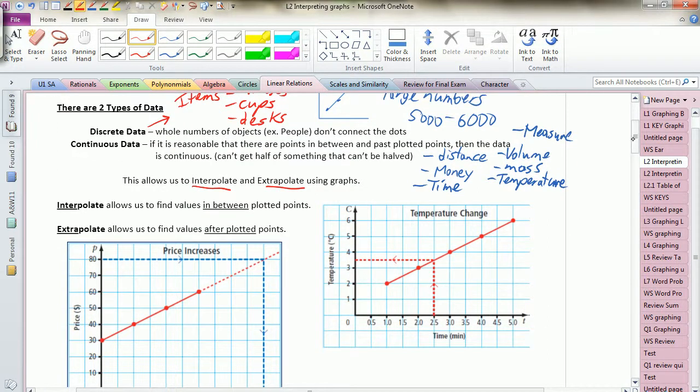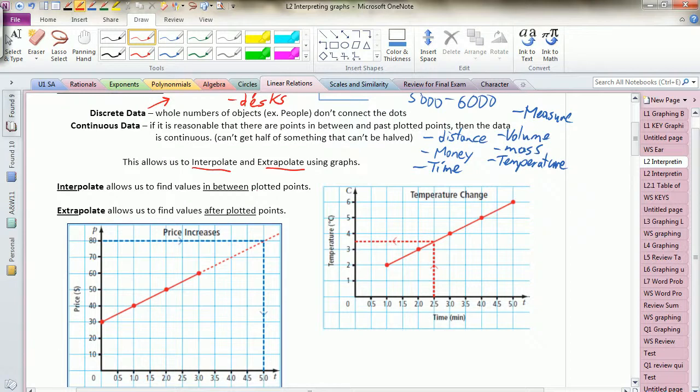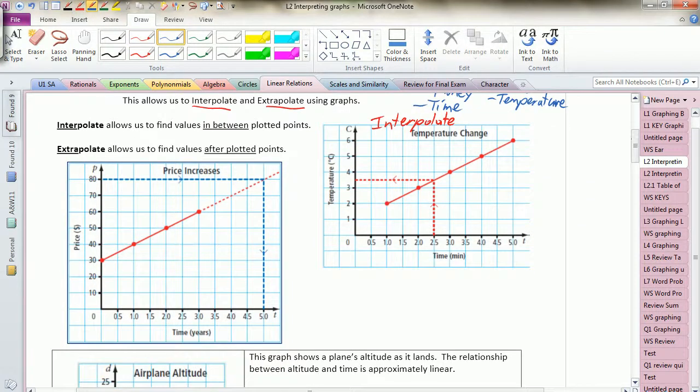So what does interpolate mean? It means finding values in between plotted points. So if we look at this graph, we have our plotted points, but we can interpolate points in between. So for example, a typical question would be: at 2.5 minutes, what is the temperature? And so you go to your graph.